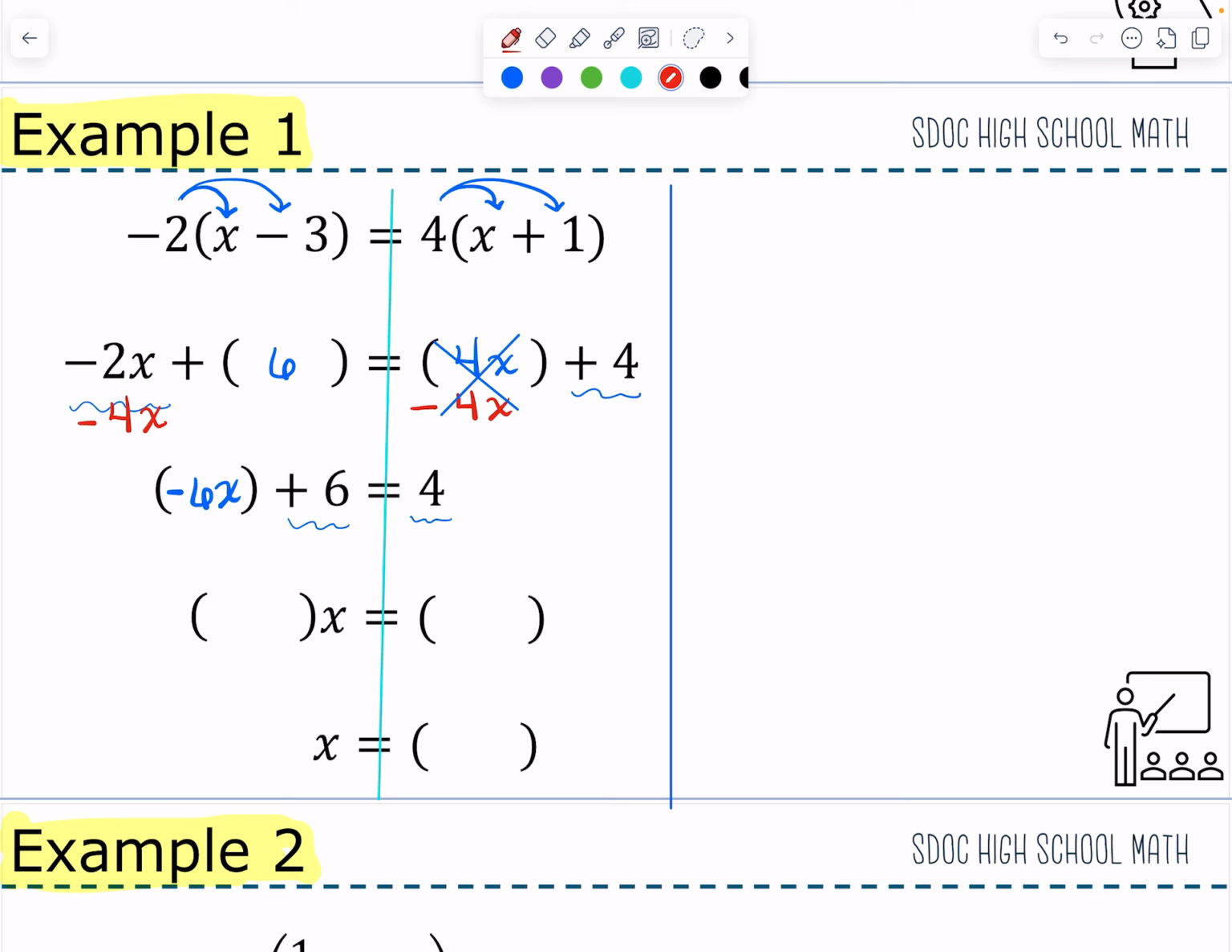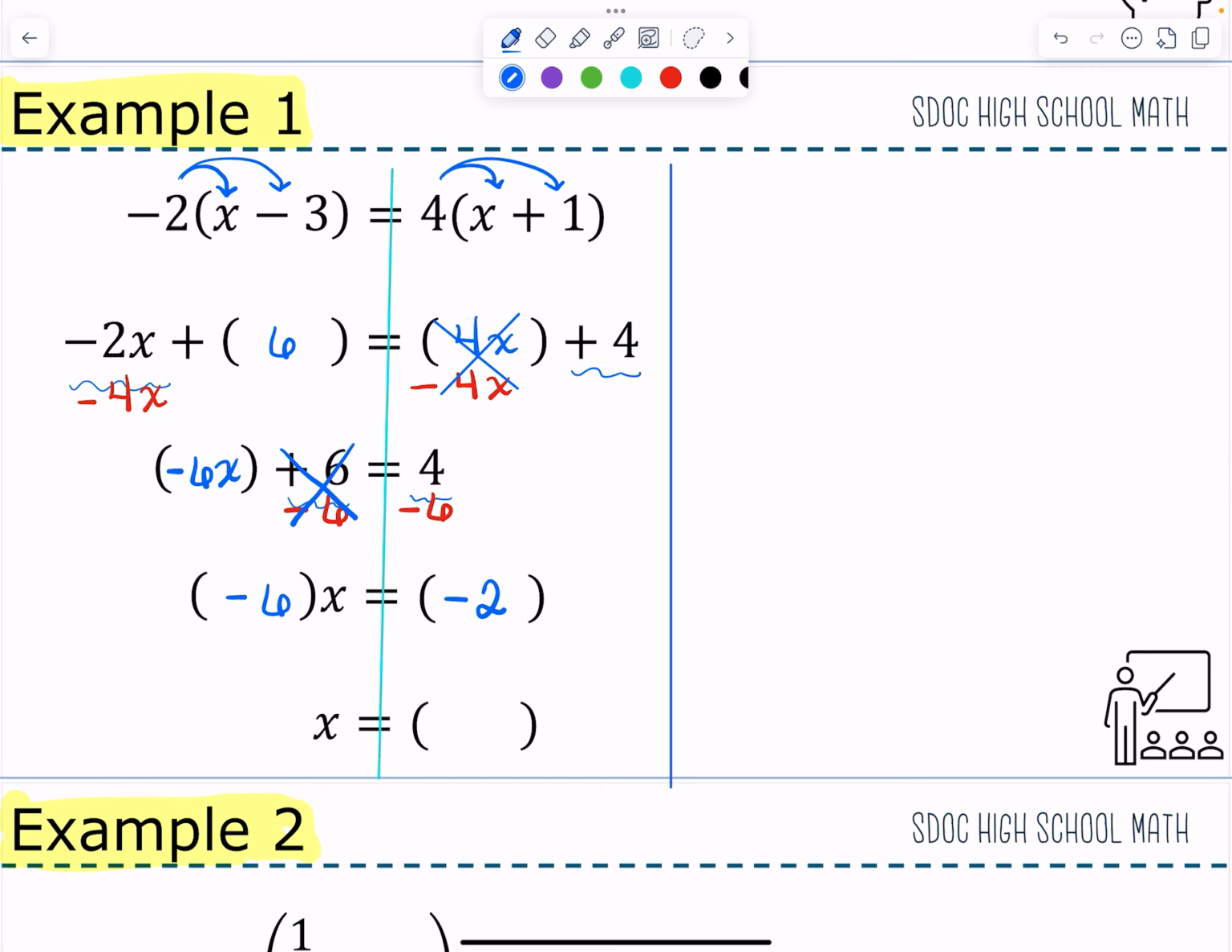Now to keep going, to get negative 6x by itself, I'm going to subtract 6 from both sides of the equal sign. So then I've got negative 6x equals negative 2. 6 minus 6 makes 0, or sorry, cancels out when it makes 0. 4 minus 6 makes negative 2.